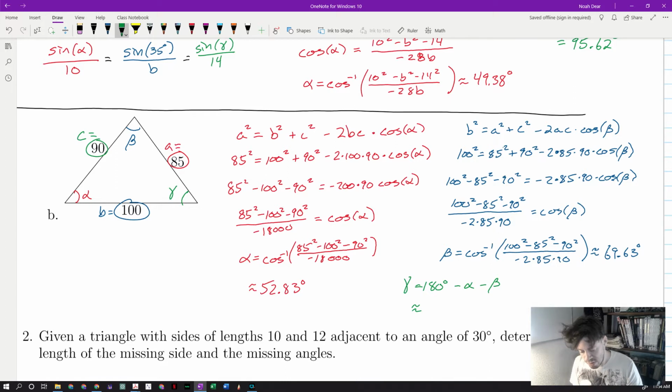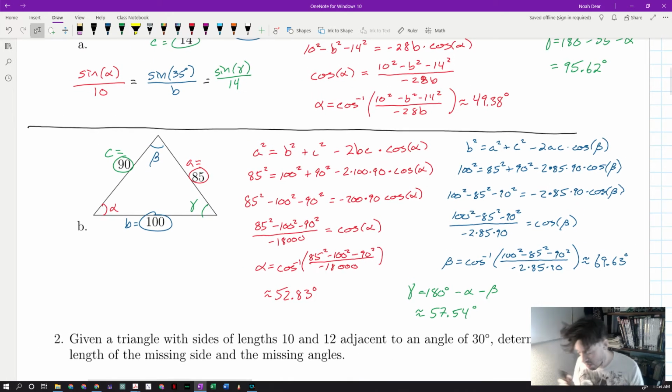So finally I can get gamma equals 180 degrees minus alpha minus beta. So if I just use those approximate values, I get 180 minus 52.83 minus 69.63, and I get 57.54 degrees. There we go. Now I have all three angles. So I say that this triangle is solved. Now that I have all of those values.